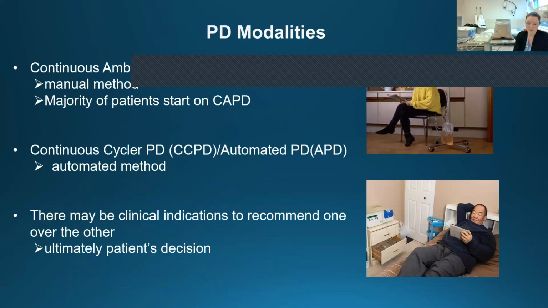So like I mentioned before, 2 of the PD modalities, so continuous ambulatory PD is a manual method. Majority of patients start on CAPD. And also the cycler, continuous cycler PD, which is the automated PD, an automated method. There may be clinical indications to recommend one over the other, but ultimately it's the patient's decision.